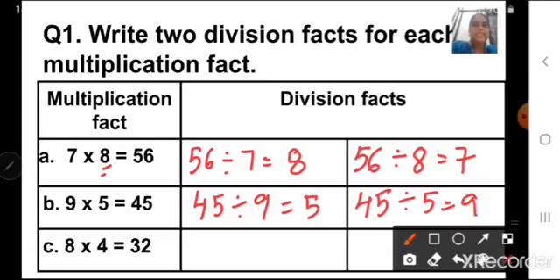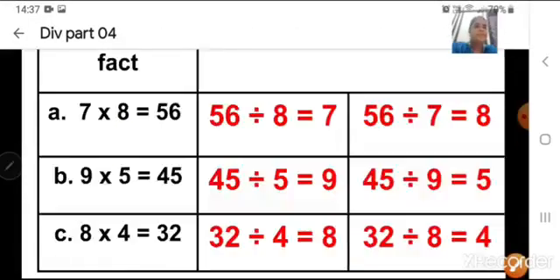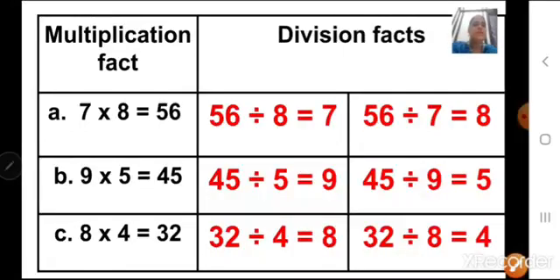Easy, children? The last one is 8 into 4 is equal to 32. So 32 divided by 8 is equal to 4, and children, I am writing it here. 32 divided by 4 is equal to 8. Okay children? You can note it down in your textbook.